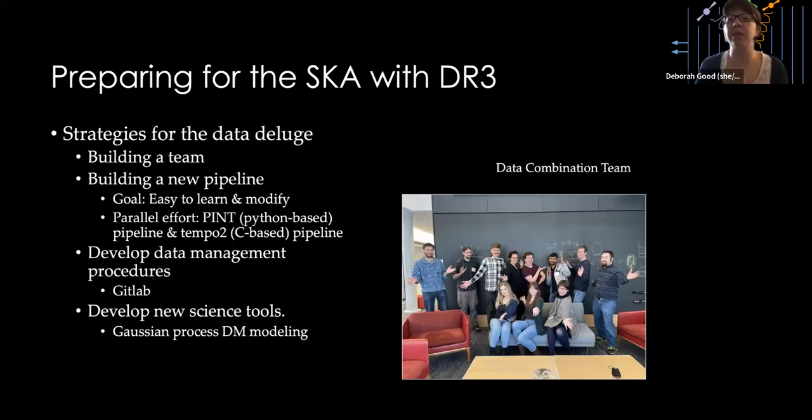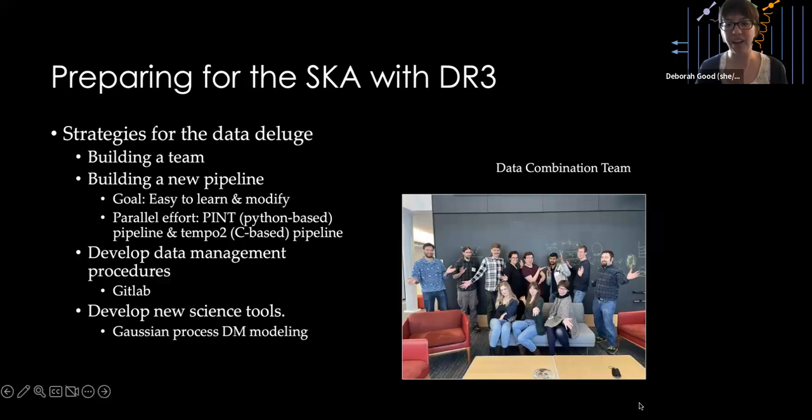One is to build a team. Previous data releases have been done by very small teams, on the order of 1 to 3 people. We realized that as we build into 115 pulsars now, and who knows how many pulsars in the SKA era, we're going to need a lot more help than that. It's going to be too big for any small set of people to do themselves. So now I'm one of the co-chairs and one of the leaders of the DR3 data combination team.